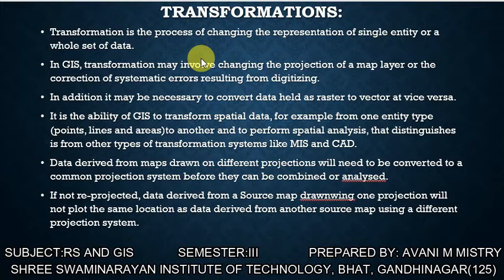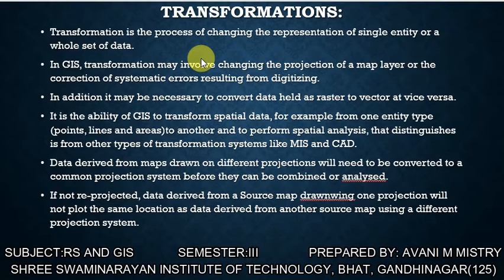transformation. In addition, it may be necessary to convert data, that is, raster to vector and vice versa. In addition, to convert data, whatever data you have, you convert it from raster to vector and from vector to raster. That is called transformation. It is the ability of GIS to transform the spatial data, for example, from one entity type, that is point, line and areas, to another, and to perform spatial analysis that distinguishes it from other types of transformation systems like MIS and CAD.